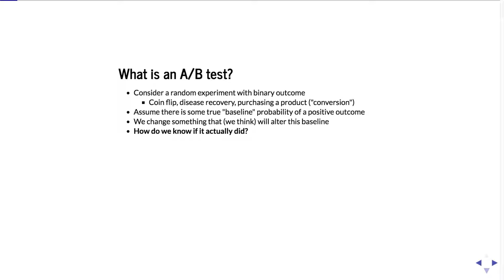So we're going to assume that there's some true baseline probability of a positive outcome. That's the status quo, that's what's normal. And we're going to change something that we think is going to alter this baseline. We're going to introduce a new feature, or change the color of some button or something. And we want to know if the thing we did had an impact.